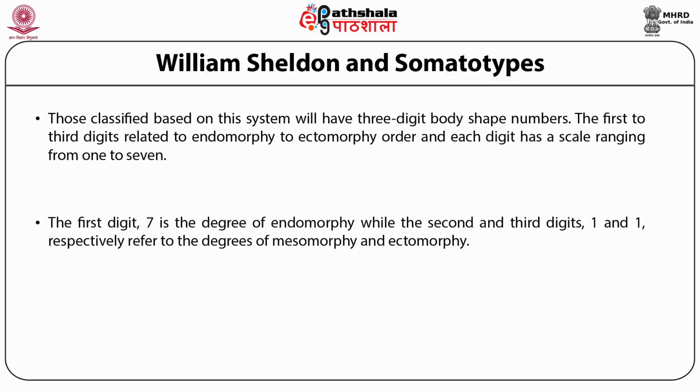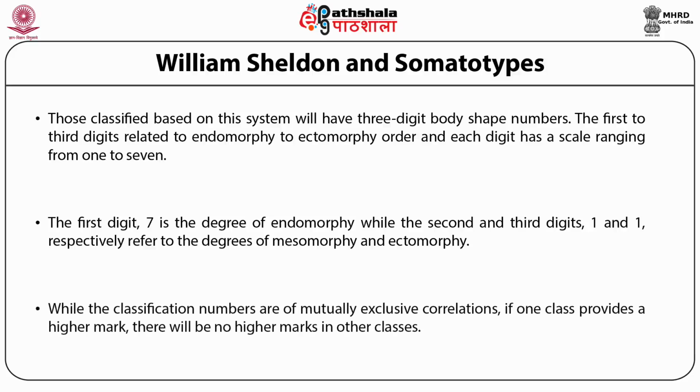If someone pertains to the extreme endomorphy type and shows little mesomorphy but a medium level of ectomorphy, it will be 714. Therefore, 171 and 117 will stand for extreme mesomorphy and ectomorphy respectively. While the classification numbers are mutually exclusive in correlation, if one class provides a higher mark, there will be no higher marks in the other classes. Actually, the extreme forms such as 711, 171 and 117 are rare, or you can call them non-existent, and normal builds will be near 444.